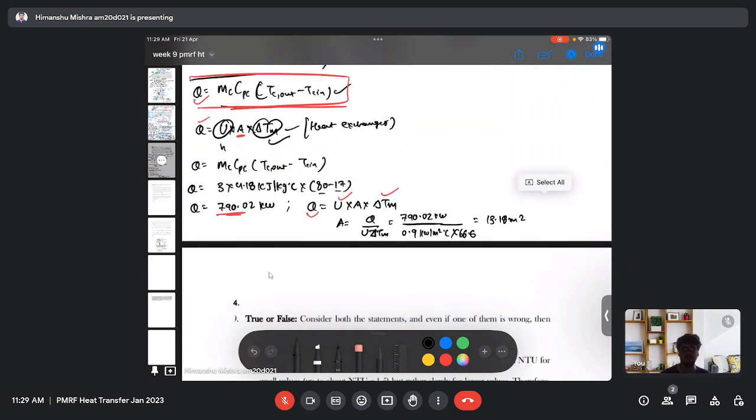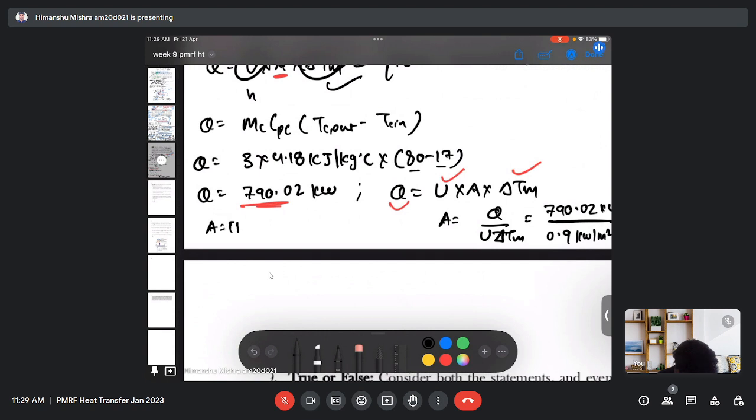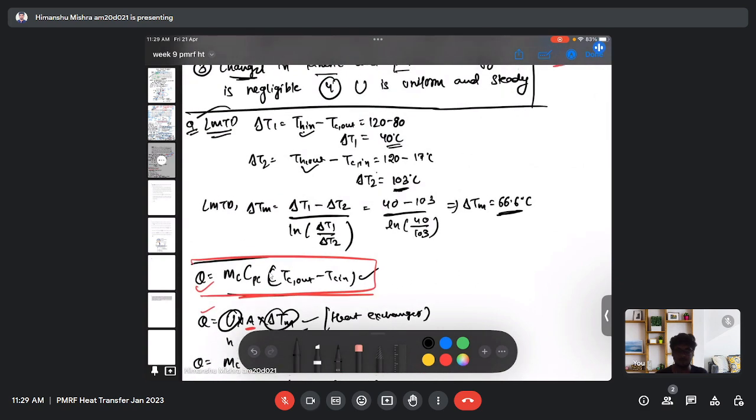Now in order to calculate the tube length, we will be using area equals pi D L. So my length will be area divided by pi times D, which is 167.8 meter. So this is the length of the tube we calculated by using the log mean temperature difference method.